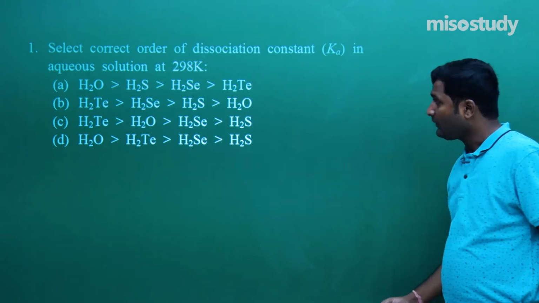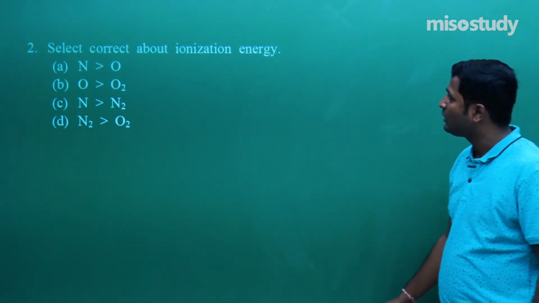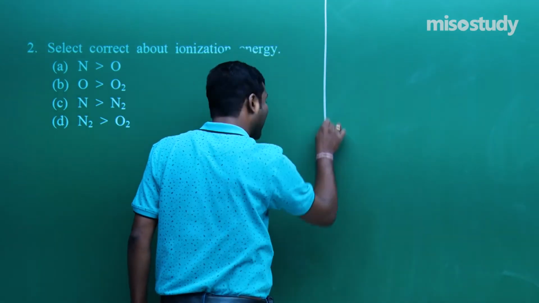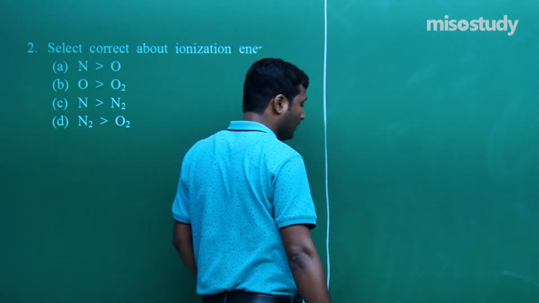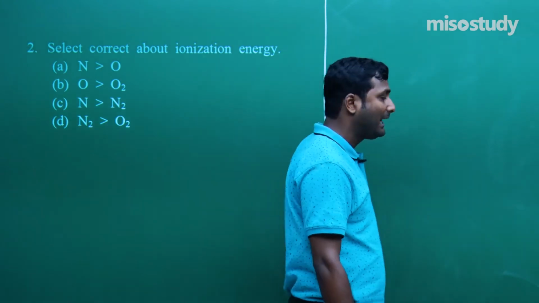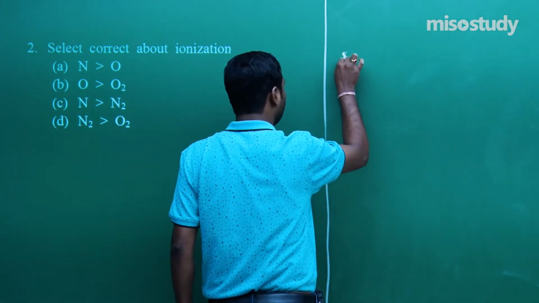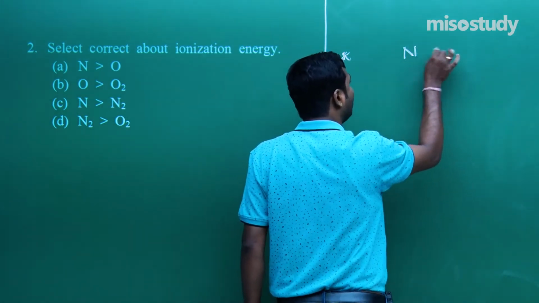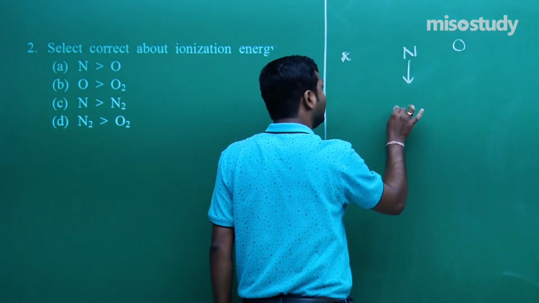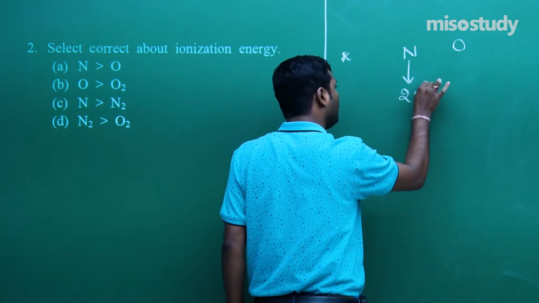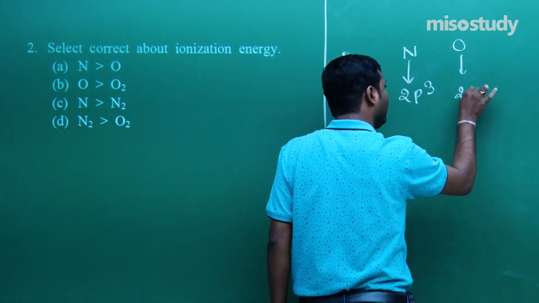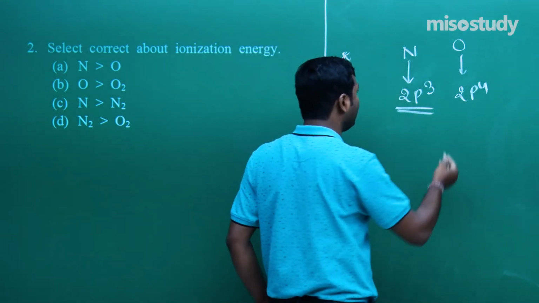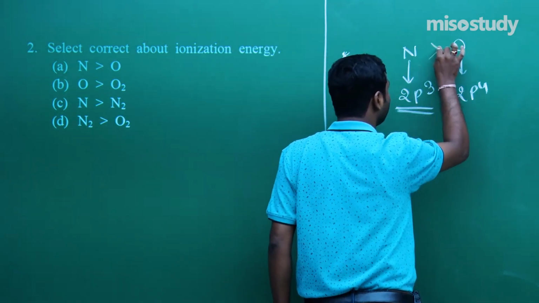Now, my next question is, select the correct order of ionization energy. As we know, half-filled or full-filled orbitals have high stability and high ionization energy. Now compare the electronic configuration of the first case, N and O. That is, they have outermost configurations 2p3 and 2p4. That is half-filled and stable, so it is not easy to remove an electron, so it will have high ionization energy.